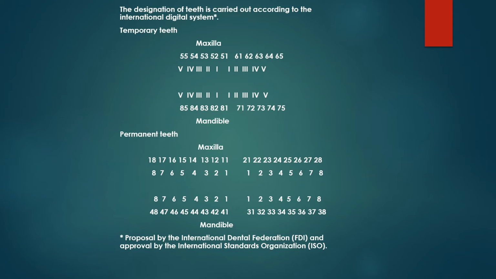And in permanent teeth, it's almost the same, except that the upper right region of the mouth is number 1, upper left number 2, lower left number 3, and lower right number 4. So if you want to say second premolar on the lower jaw in the left side, then we will say it's tooth number 35.